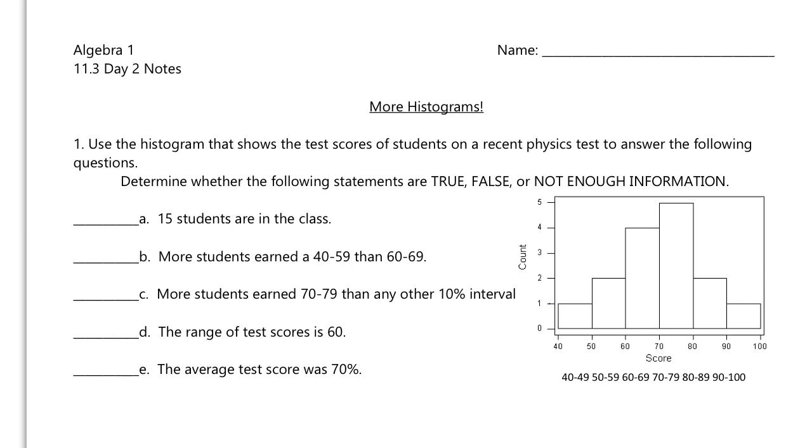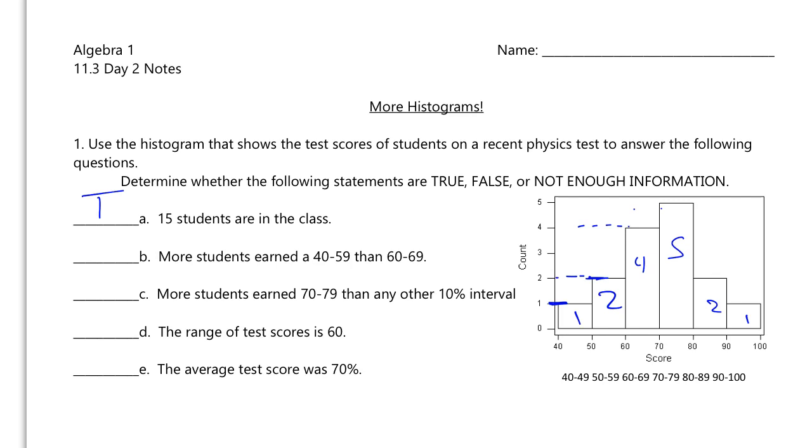I can see there's one student in this one, because its height is at 2. There's 2, 4, 5, 2, and 1. And so we can add up and see that we have, let's see, that's 3 and 9 is 12, 13, 14, 15. So that is a true statement. There are 15 students in the class.